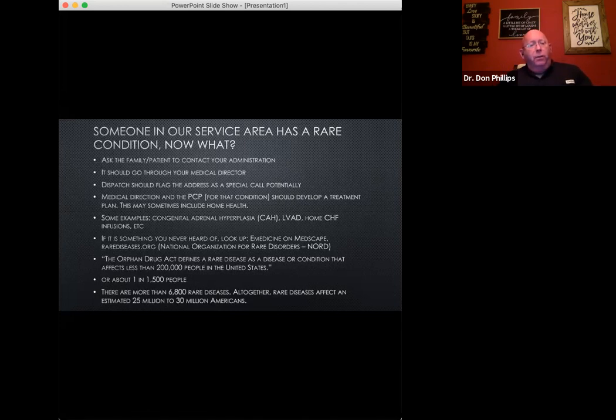but especially an orphan medication or orphan condition, that's about 1 in 1,500 people that will have that. And there are 6,800 rare diseases. So we cannot be expected to carry a treatment for every disease or condition, but we need to be proactive with these people and be able to say, okay, here's what we can try to help you with. And that really needs to be taken from you guys. You need to kick that up to administration.